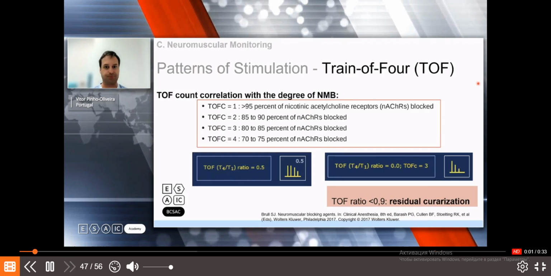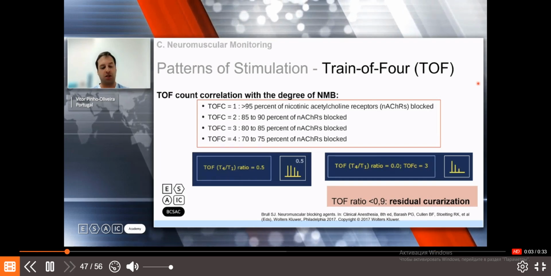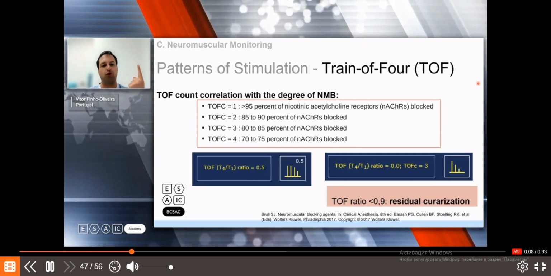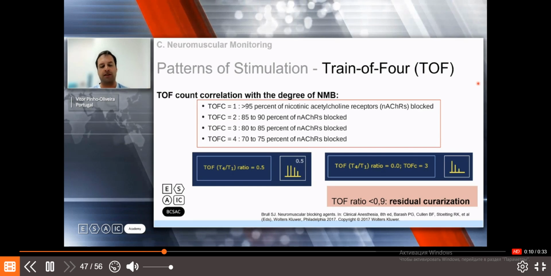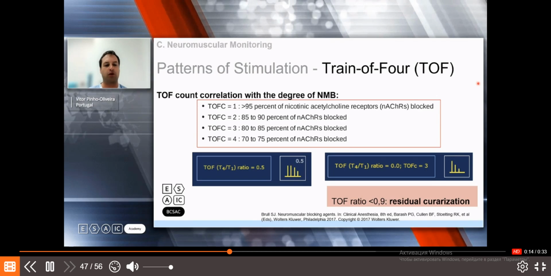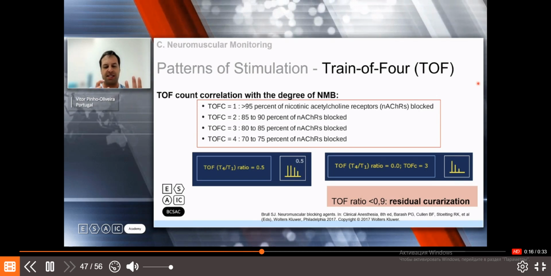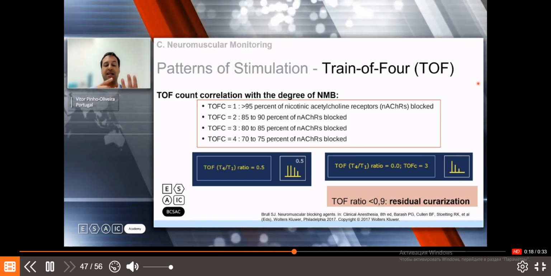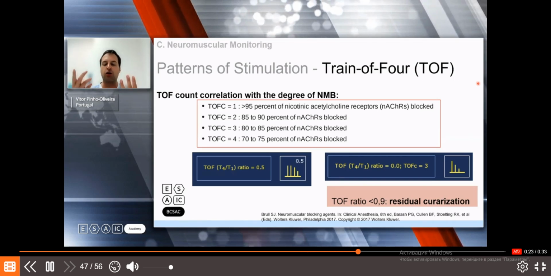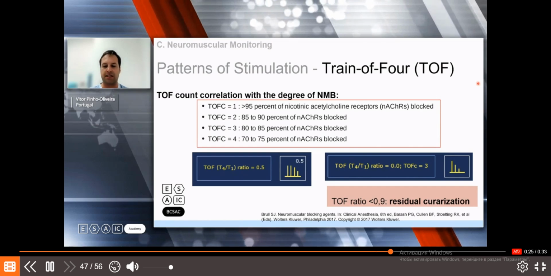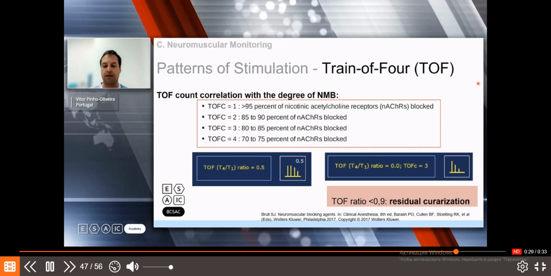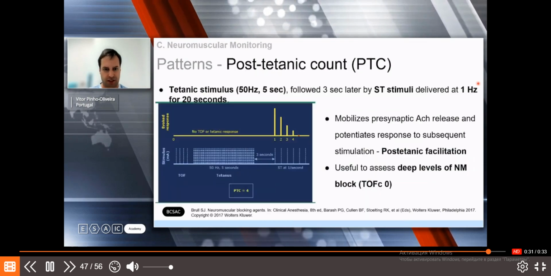We also have the correlation between the TOF count and the degree of neuromuscular blockade. When you have 1 count, we have more than 95% of receptors still blocked, and when you have the 4 counts, we still have 75% of the receptors blocked. So we can only consider the 0.9 as our cutoff to avoid residual curarization.